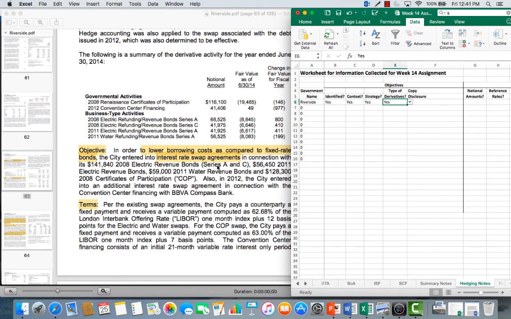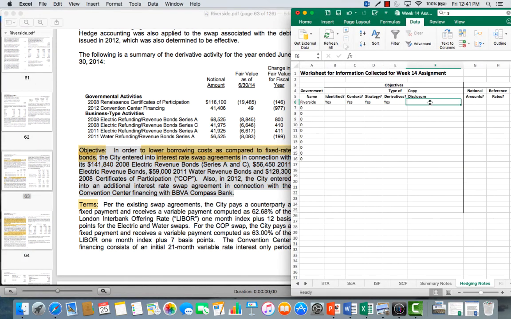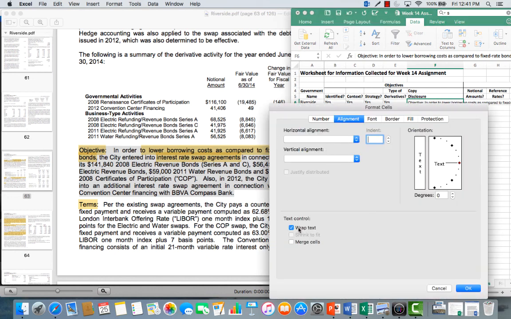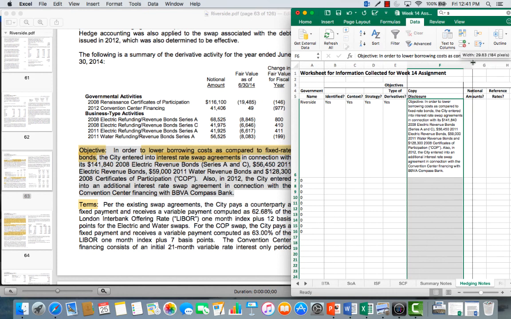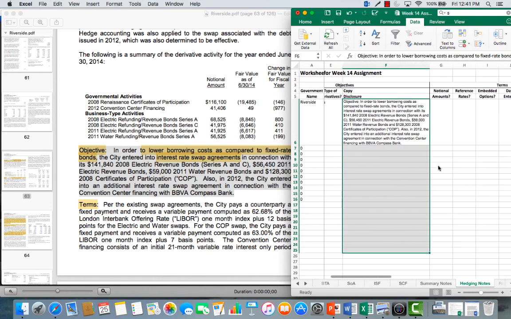And then one last thing I'd like you to do is to copy the disclosure of the objectives into the space here, and in fact by the time you see this I will fix this so that it's wrapped text, and let's also just make this a little bit wider so it doesn't take up as much room. So that deals with objectives.